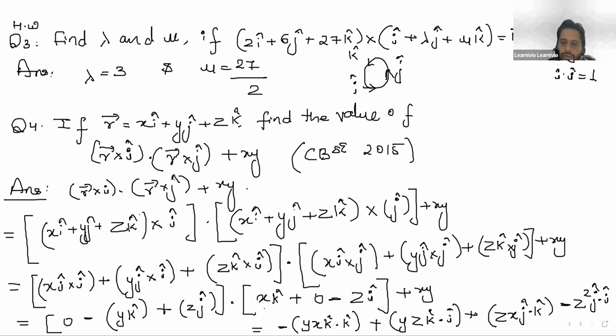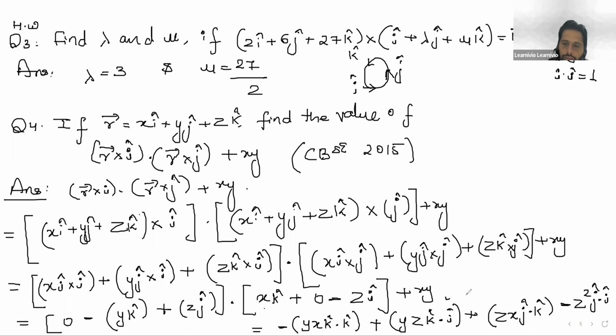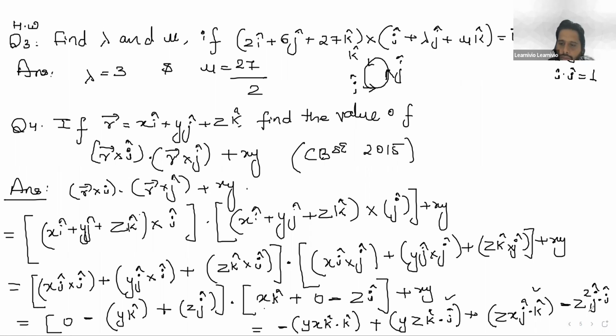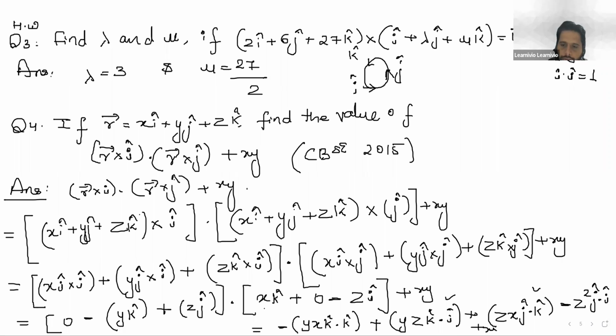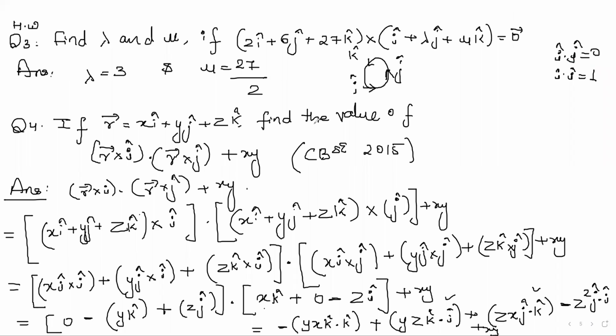Now here we have minus yx, since k dot k will give you 1. Then k dot i and j dot k will be 0, so 0, 0, 0 plus 0. Then minus z square will also be 0. And here we have minus xy plus xy, so that will give you 0. Is it clear, Seth? Yes, sir. Okay, great. Seth, let me know if we can start the next question.